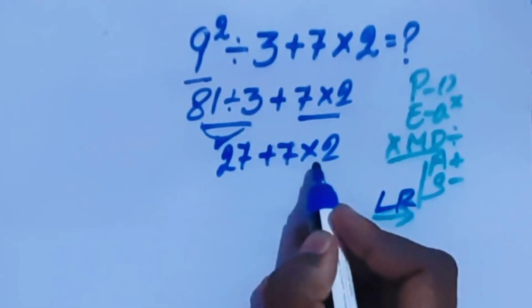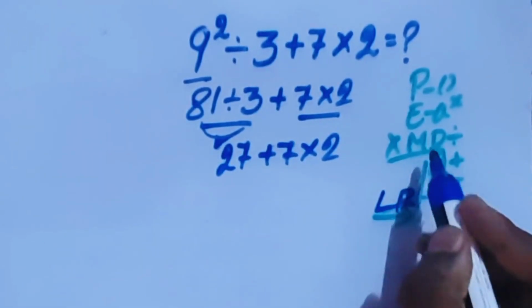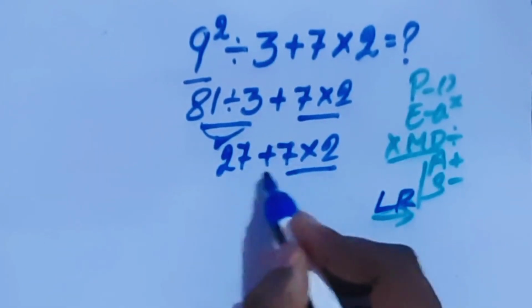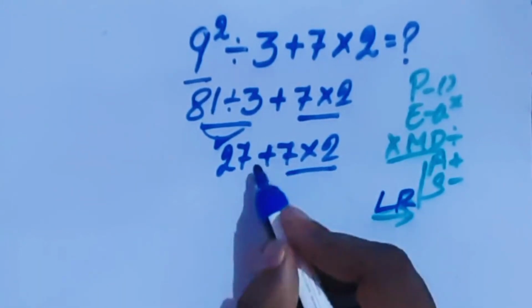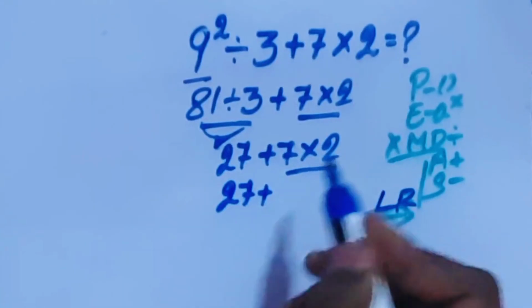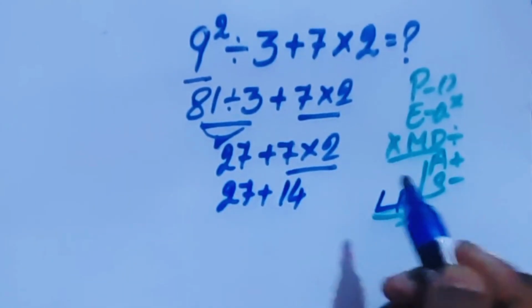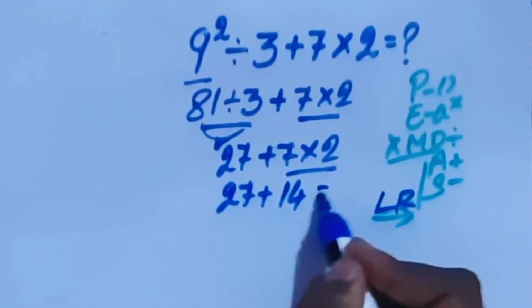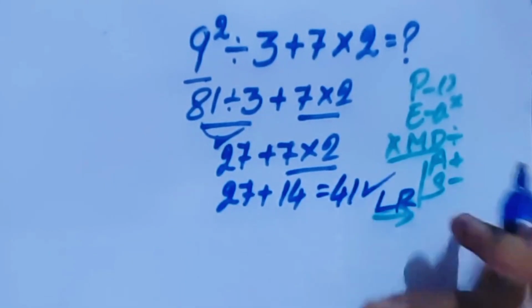Here we have addition and multiplication. Here multiplication is higher priority than this addition. So we have to do this multiplication before this addition. Here 27 plus this 7 times 2, which is 14. Now 27 plus 14 is 41, which is the correct answer.